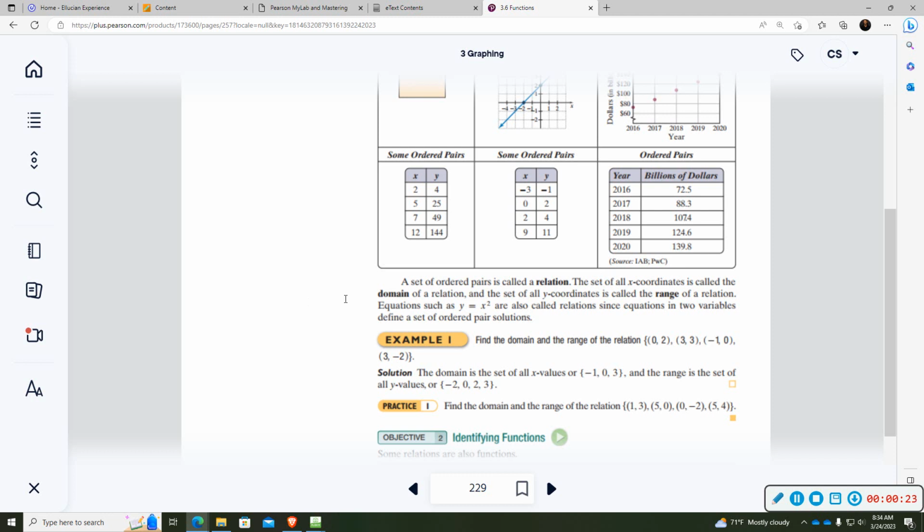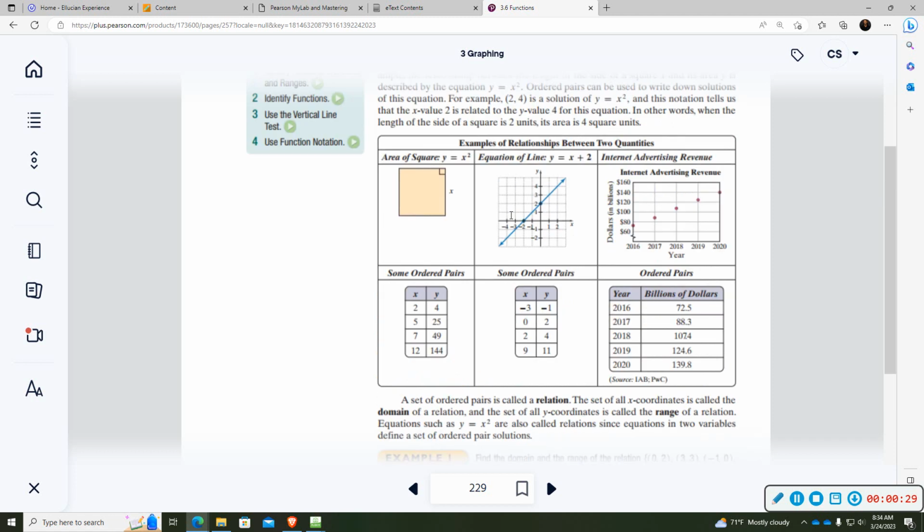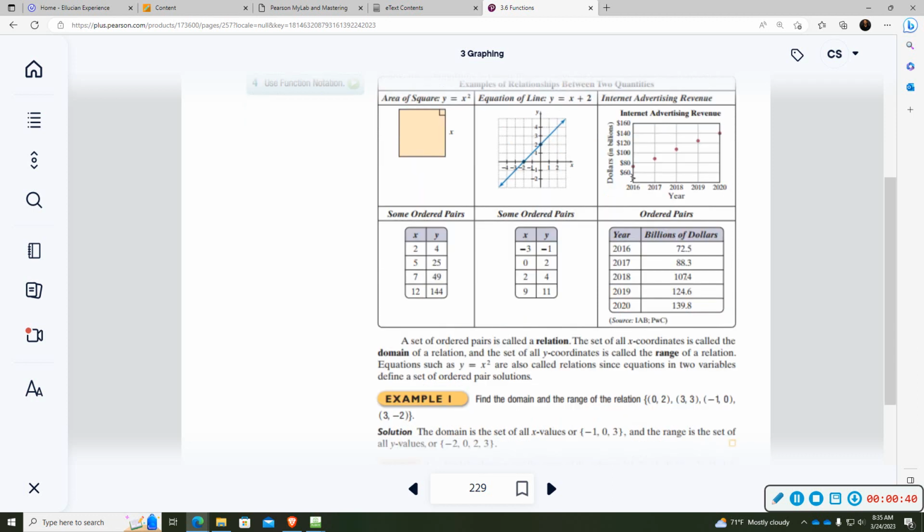So a relation is just a set of ordered pairs. Okay, so you got two little tables here. You can see a relation even on a graph. The way that you make a line is you have ordered pairs and then you just draw a line connecting them all. So a line is a relation. You can just see a scatter plot. So all of these are relations.